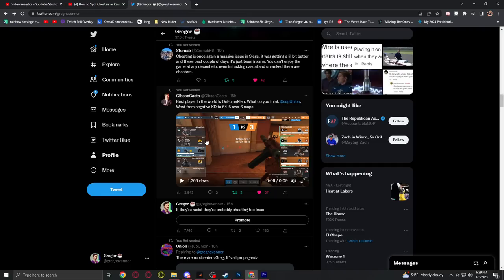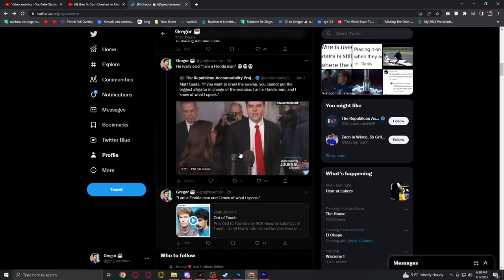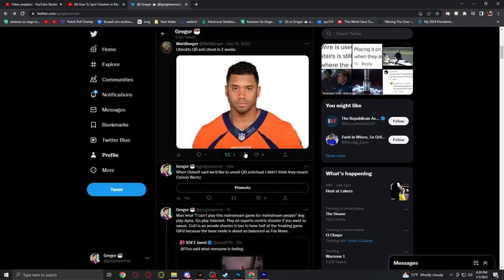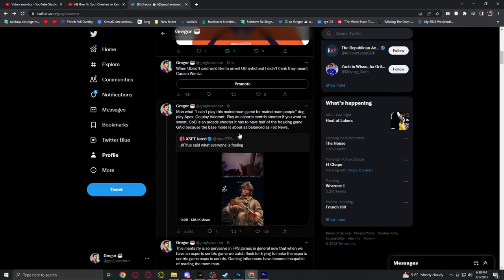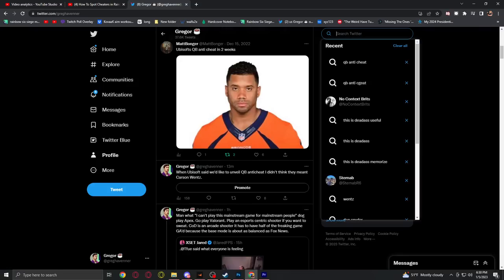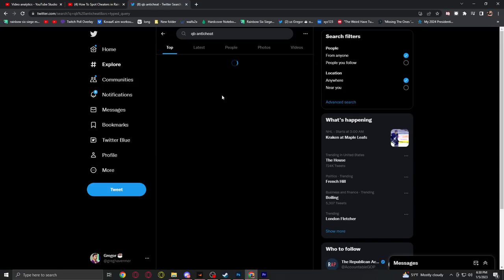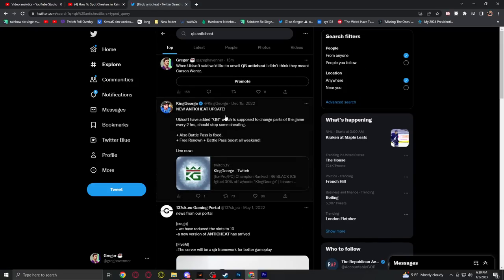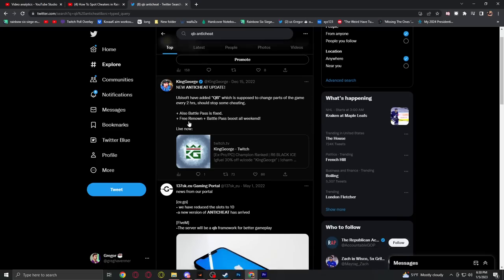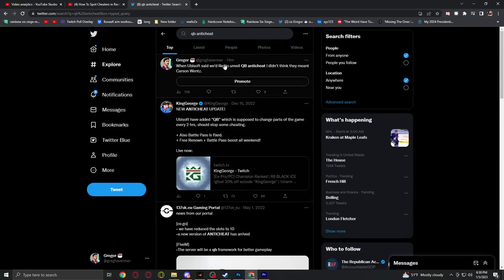We get Solus, we get Nighthaven Labs, everything's looking good. Ubisoft announces a brand new anti-cheat, QB anti-cheat. Let's see, what do they call it? QB anti-cheat. Were they talking about Carson Wentz? Because this ain't working. This ain't working, guys. QB anti-cheat. New anti-cheat update! Oh my goodness, we did it! We did it, guys!